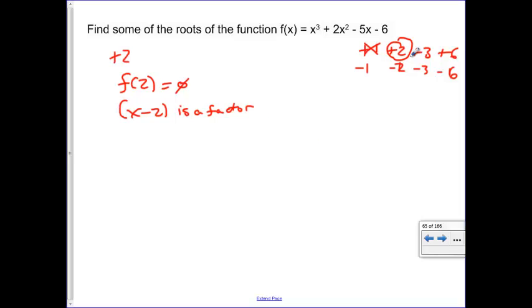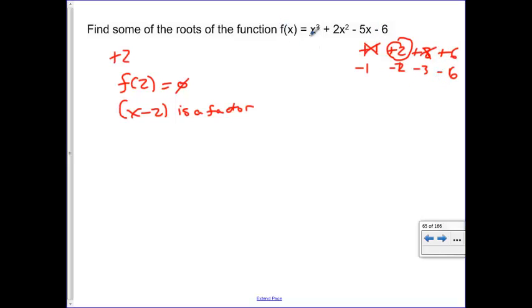Okay, so this one did work, so I'll just circle it. Let's try another one. Try 3, I guess. For 3, 3 to the 3rd would be 27. Then 3 squared here would be 9, times 2 would be 18. 18 and 27? What was that? 45. And then if I subtract 15 and subtract 6, 24. Is it going to work? No.